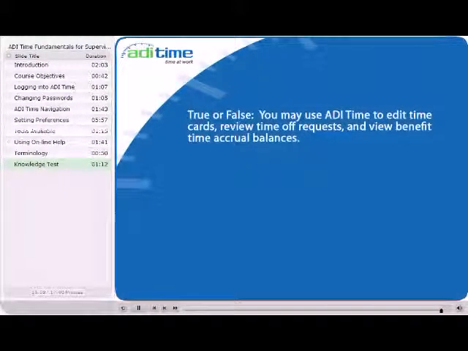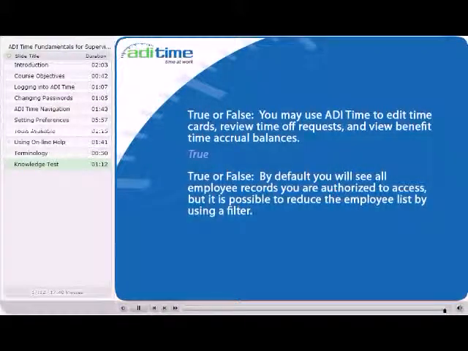True or false? You may use ADI time to edit time cards, review time off requests, and view benefit time accrual balances. True. True or false? By default, you will see all employee records you are authorized to access, but it is possible to reduce the employee list by using a filter. True.